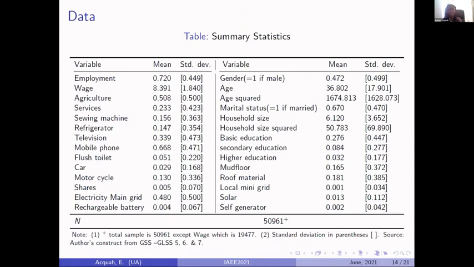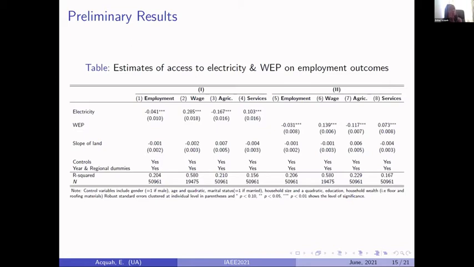So this is the summary statistics: the main outcome variables and some control variables as well. Okay, so let's look at the preliminary results that I have. From this one, I show the analysis of the electricity and the infrastructure variable on the four main outcome variables that I have shown, that is employment, wage and agric employment, and then services employment. So WEB here is the index. I try to see if, preliminarily, the slope of land affects any of my outcome variables, and it can be observed that it does not.